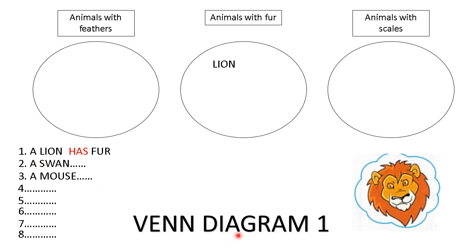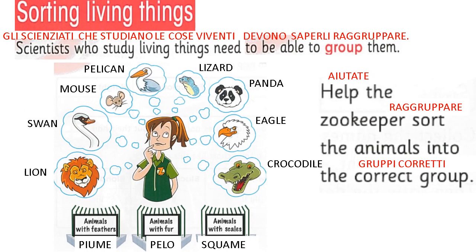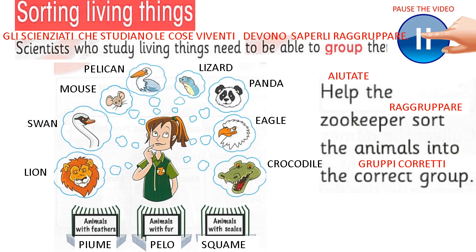This is your diagram 1. Now pause the video and put these animals into the correct groups.